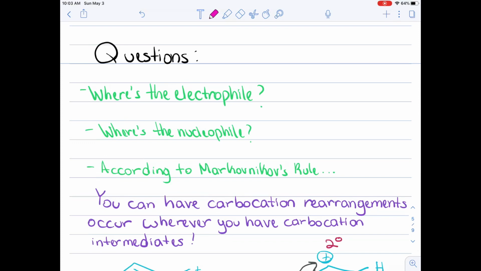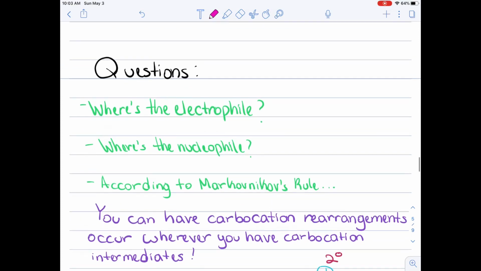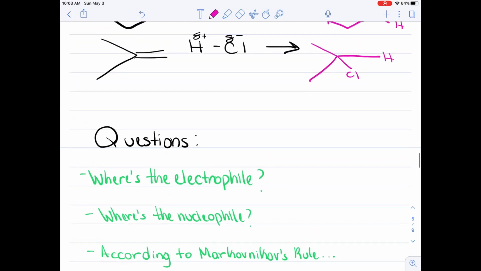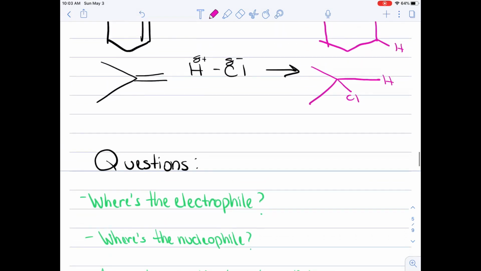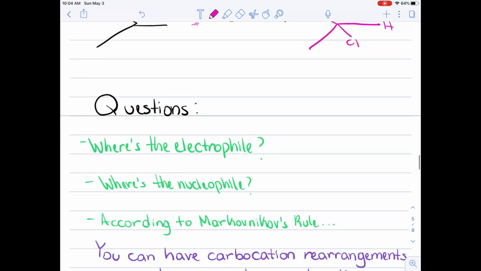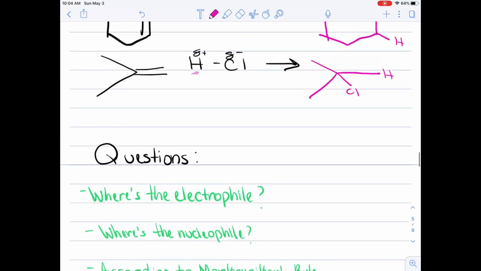Alright, so here are some questions to just recap what we learned. Where's the electrophile in the reactions? Let's look back to our last problem. Can you identify which one's the electrophile? If you said hydrogen, you're right. It carries a partially positive charge in the hydrogen halide bond. What about your nucleophile? If you said the alkene, you're right. The alkene is electron rich, therefore it's going to be an electron pair donor.